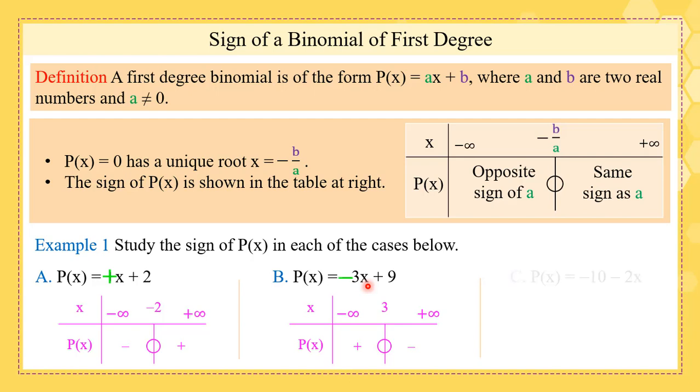Let's take a third example. In this case, if minus 10 minus 2x is 0, so x would be minus 5. This would be the table. Remember, in this case, this is a, because a is the coefficient of x. It's negative, so we have to fill in the table by opposite, same. In other words, we use opposite of minus, which is plus, and then the same as minus, which is a minus.